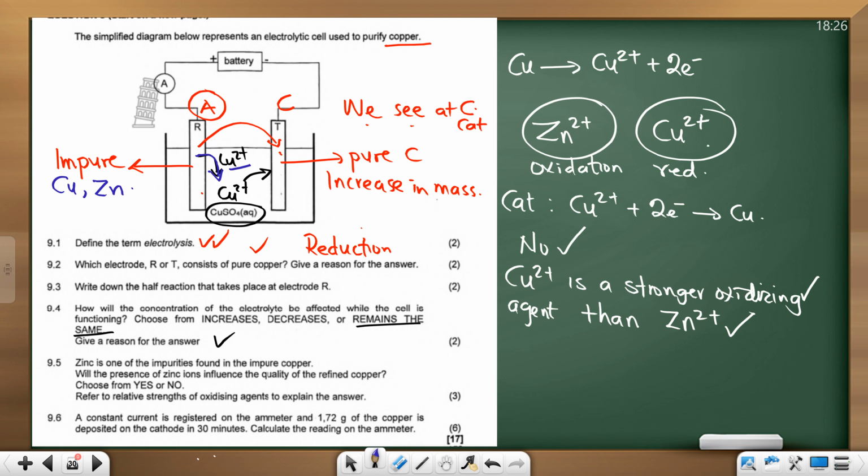The only time that concentration would decrease is when you are not replacing what is lost. Once you see that it's copper inside the solution and it's a copper electrode at the anode, concentration will remain what? The same. Does that make sense, everybody?